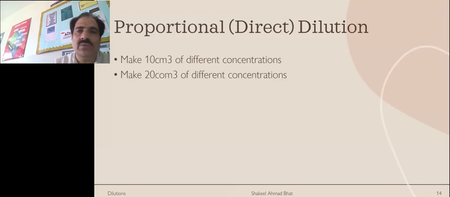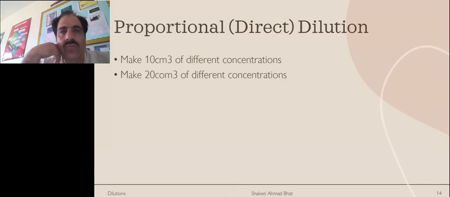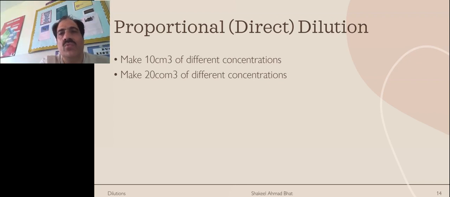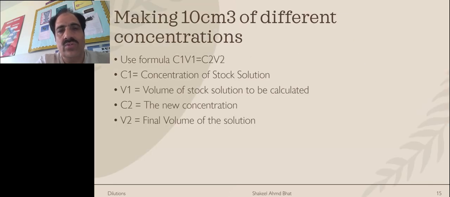Now, moving to the proportional or direct dilution, we are asked about the two types of the questions in the proportional dilution. Either we have to make 10 centimeter cube of the solution, total solution with different concentrations, or we will have to make 20 centimeter cube of the solutions with the different concentrations. In this case, what we do is we use the formula C1V1 equals C2V2, where C1 we consider is the concentration of the stock solution. In the proportional dilution, we always use stock solution.